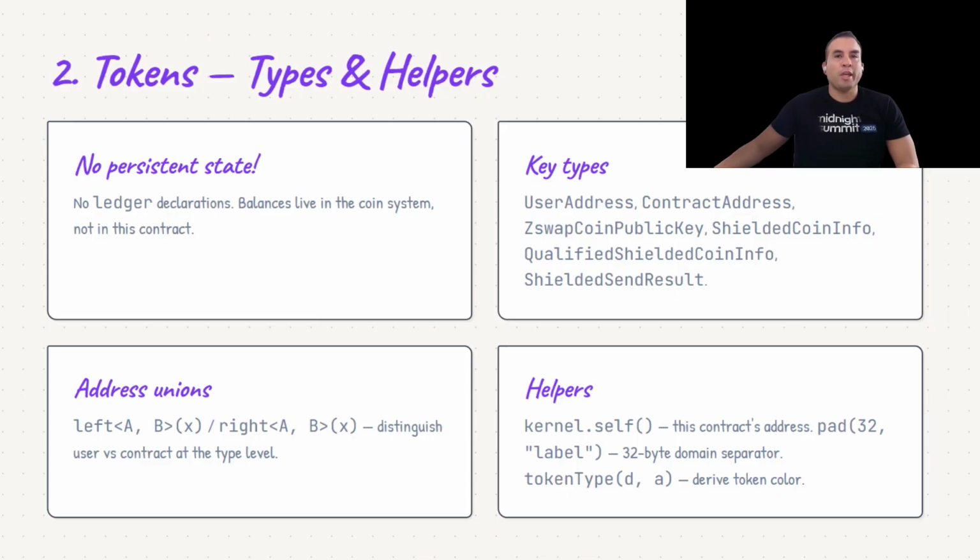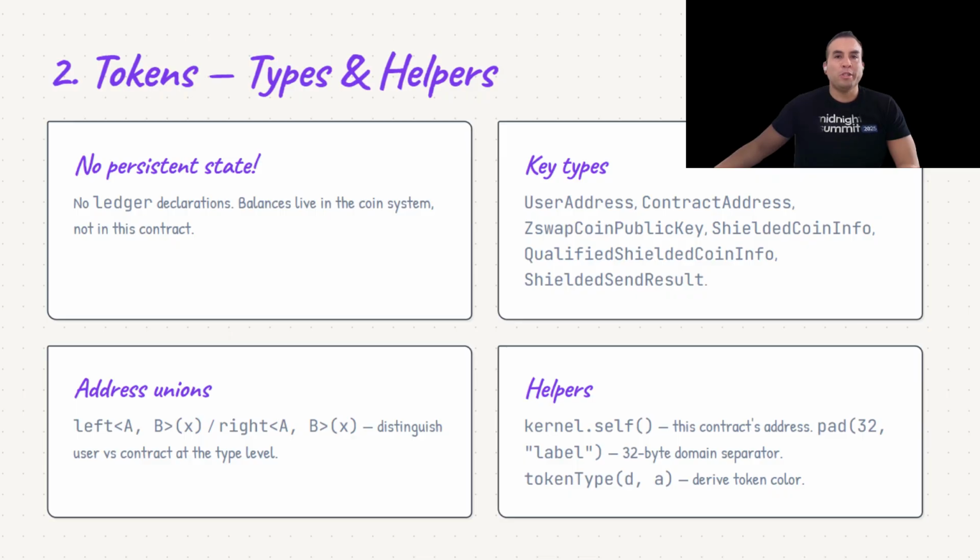Types to recognize: user address and contract address. Pretty self-explanatory. Zswap coin public key. That's a user's shielded token identity. Shielded coin info. That's a fresh coin note. Qualified shielded coin info. That's a coin note that's been placed in the spendable coin tree and is ready to spend. And shielded send result. That's the receipt you get back from a shielded send.